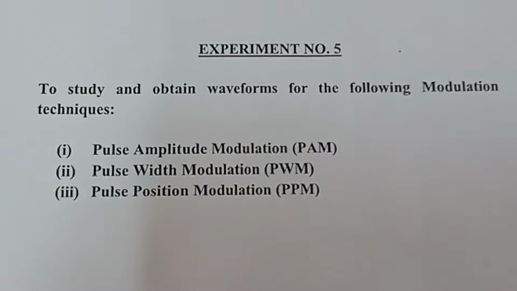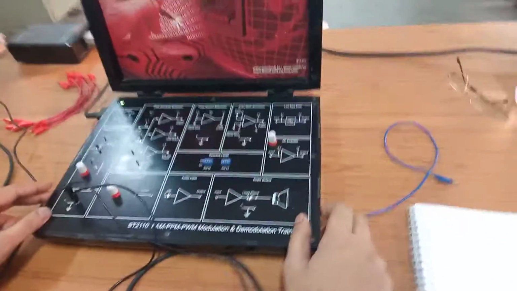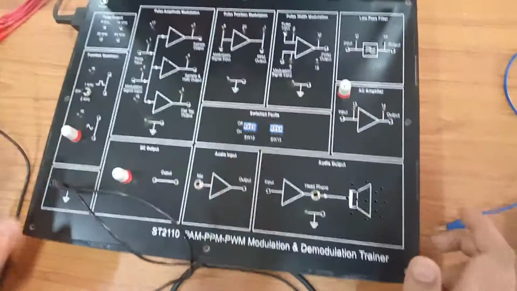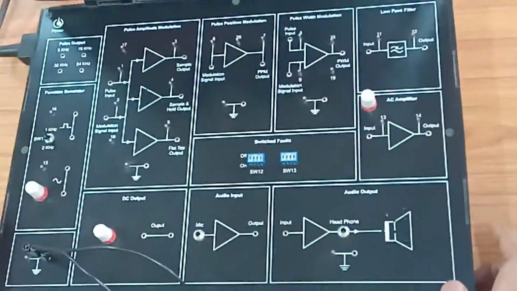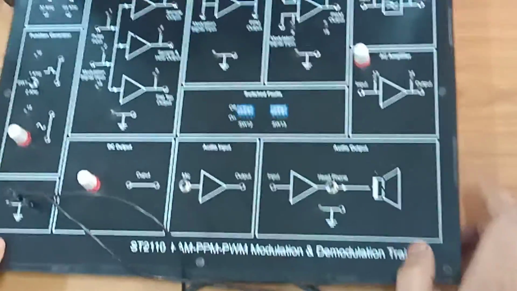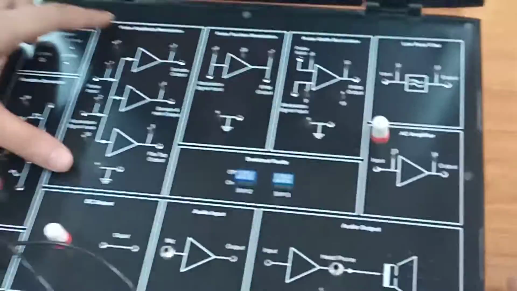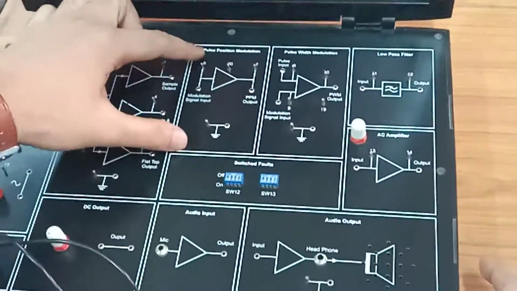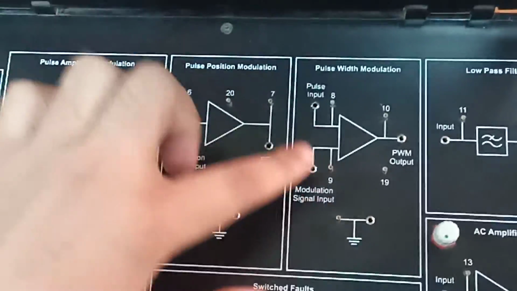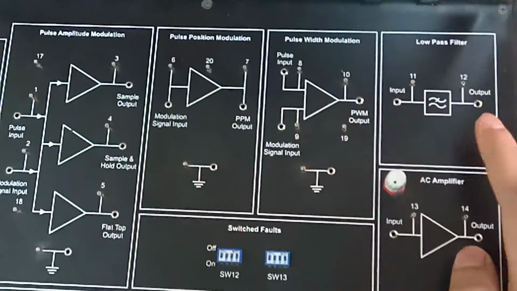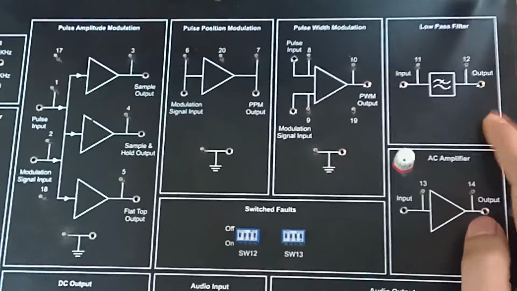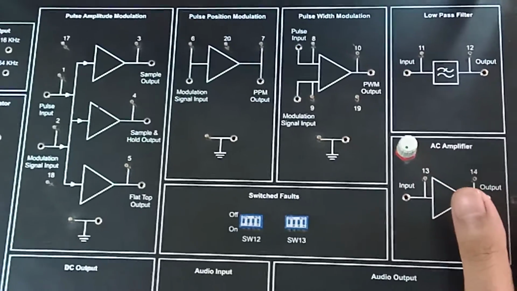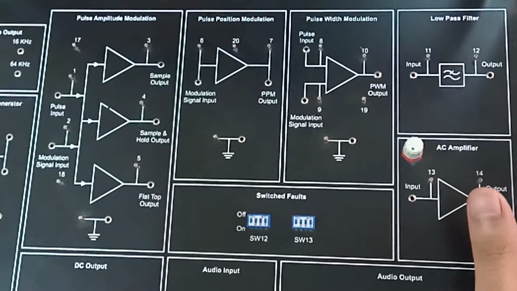Today we are going to use the apparatus, the kit. This is the PAM, PPM and PWM modulation and demodulation trainer, ST2110. This is a kit where we can perform the experiments. There are blocks for amplitude modulation, position modulation and width modulation, as well as a low pass filter that we are going to use for demodulation. And we will see how the modulated output looks and how, after demodulation, we retrieve the message signal back.